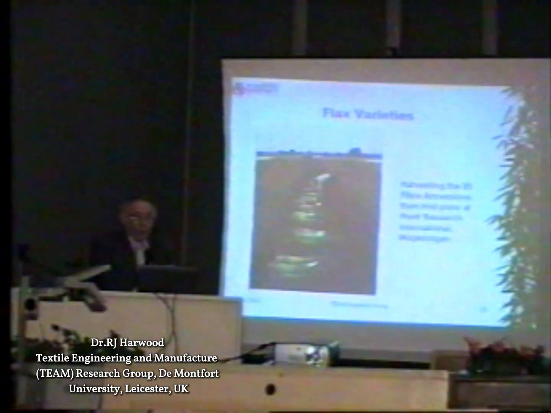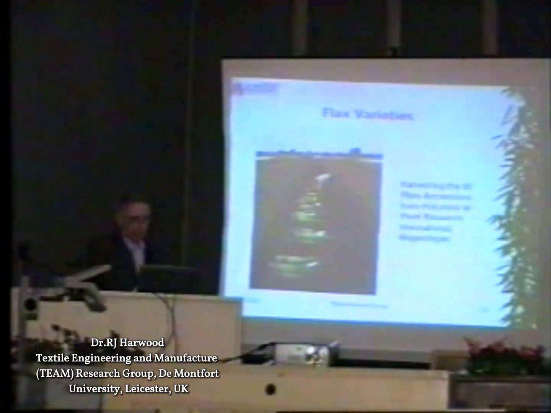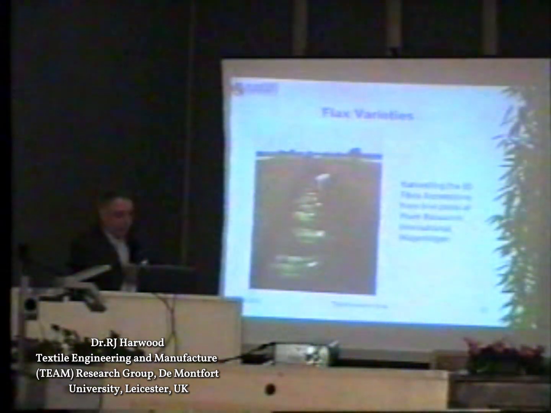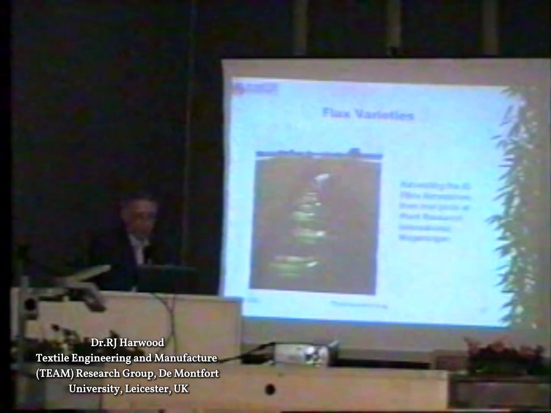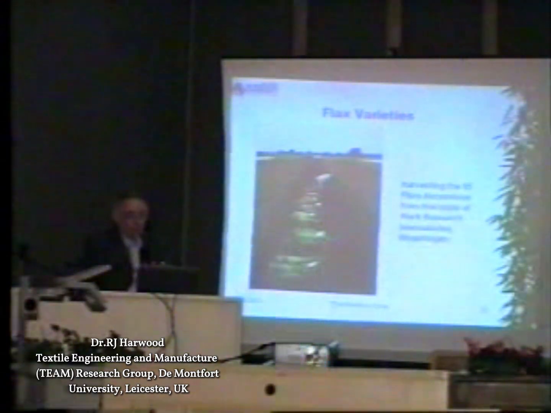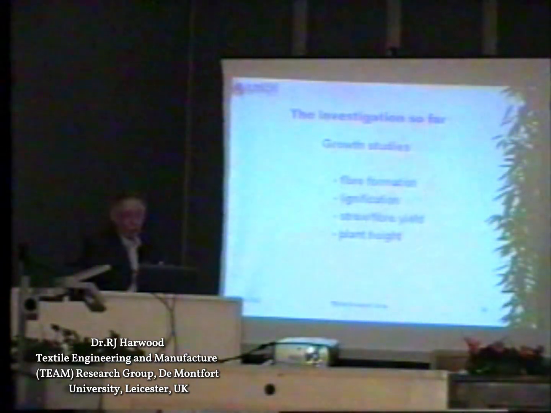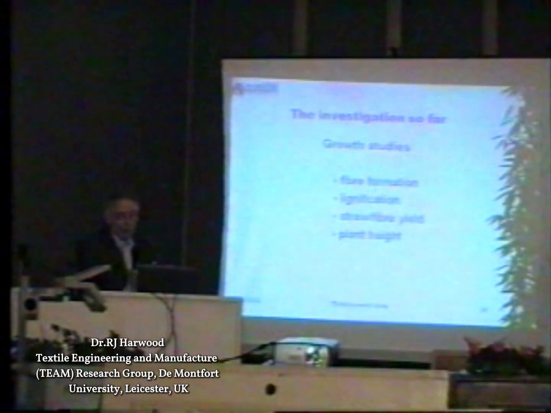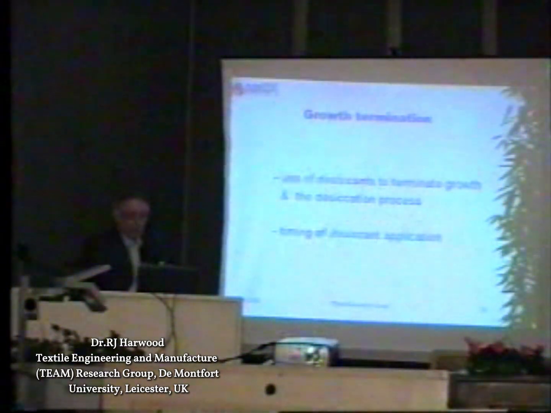Very briefly, we're looking at flax varieties. We're looking at the moment at 85 different varieties of flax to see if we can improve the flax that we ought to be growing. This is a picture which shows us collecting the samples, which were grown in northern Europe at the Plant Research Institute in the Netherlands. We're looking at growth studies, fibre formation, lignification. Obviously, we're interested in straw yield and things like this.